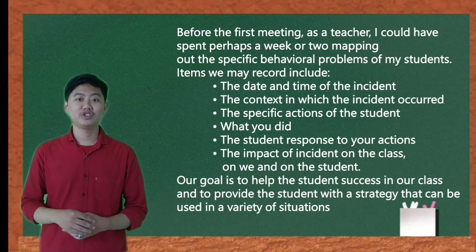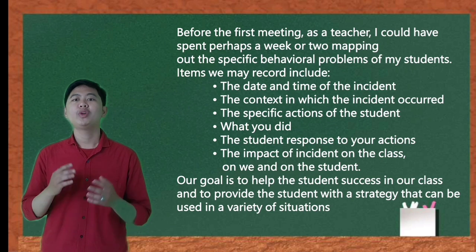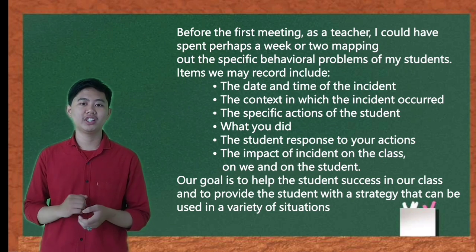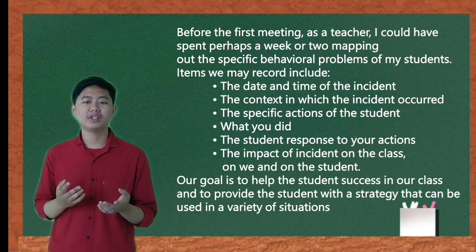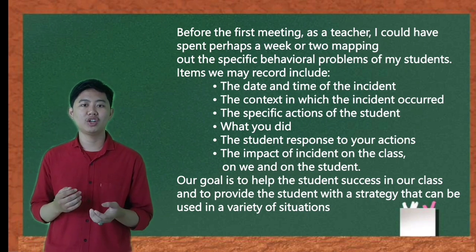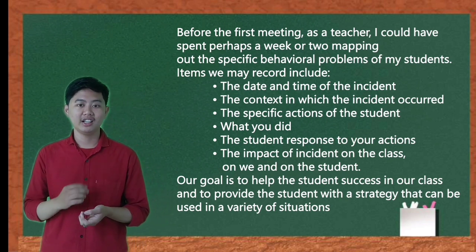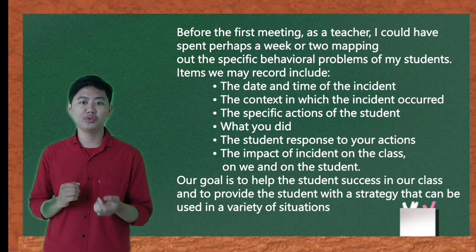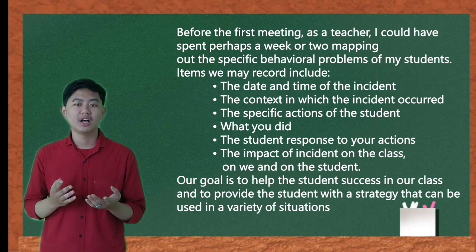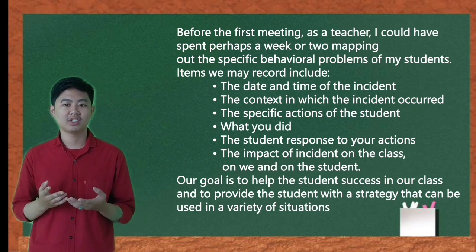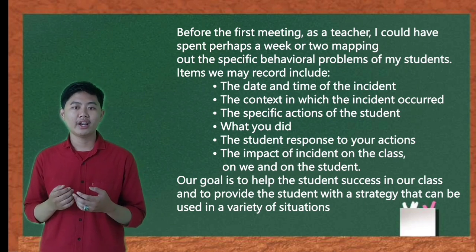Step 2. Provide students with self-monitoring and control strategies. Before the first meeting, we as a teacher might spend some time recording the specifics of the student behavior problems. Perhaps over a week or two, items that might be recorded include the following. First, the date and time of the incident. Second, the context in which the incident occurred. The specific action of the student. What you did. The student response to your actions. Effects of the incident on the class, on you, and on the student.